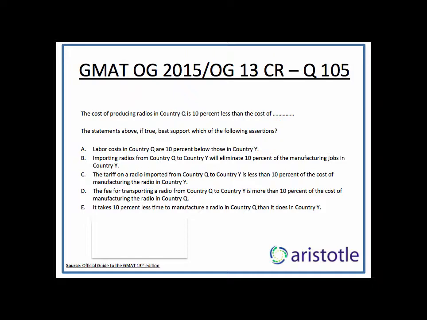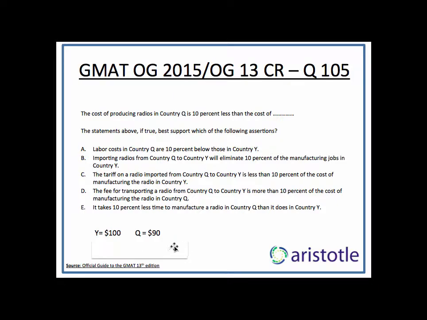It's easier if you just jot down this information rather than read it mentally. So we will try to do that. I'll do it on the screen. I hope you'll be able to see it. So it says the cost of producing radios in Q is 10% less than the cost of producing radios in Y. So let's say in Y the cost of producing a radio is $100. So in Q the cost is obviously 10% less, so $90.